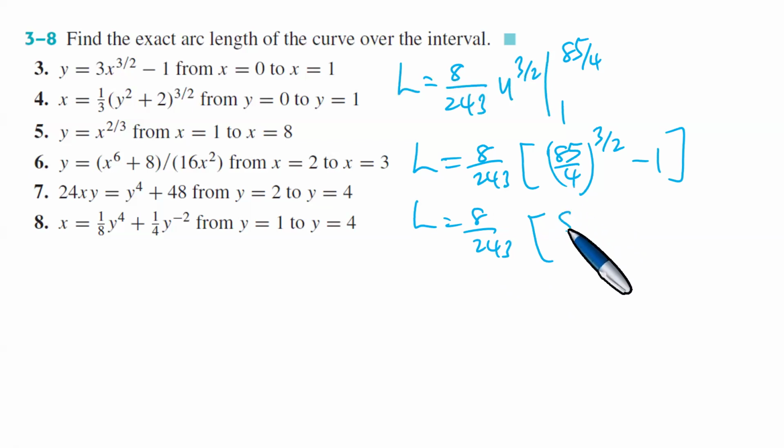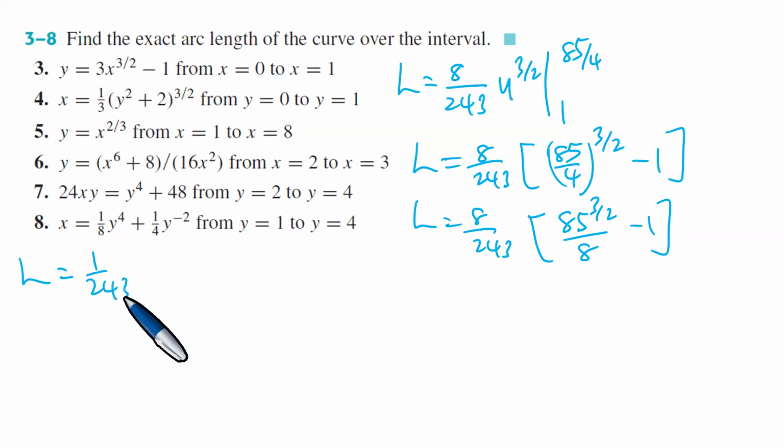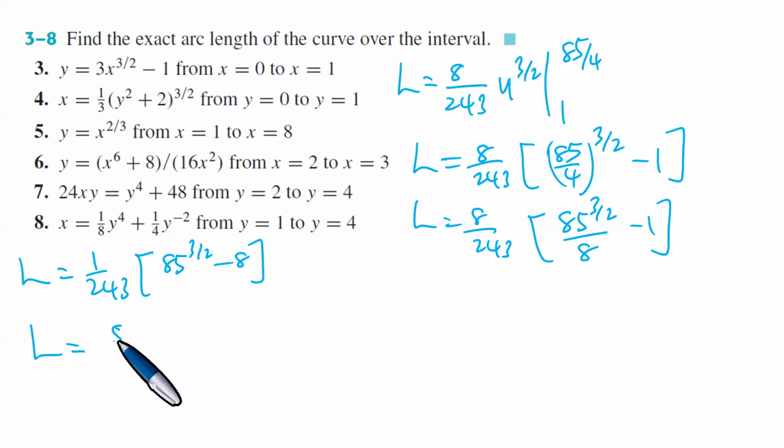And then this one is exactly 85 to the power 3 out of 2. Then 2 to the power 2, 4 to the 4. The 4 is 2 to the power 2. The 2 cancel. 2 to the power 3 is 8 minus 1. So which means 1 over 243, 85, and then you minus 8. Which means you have 85 minus 8 over 243.